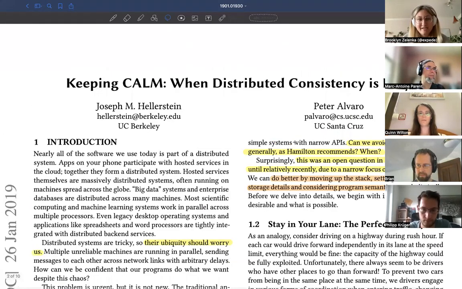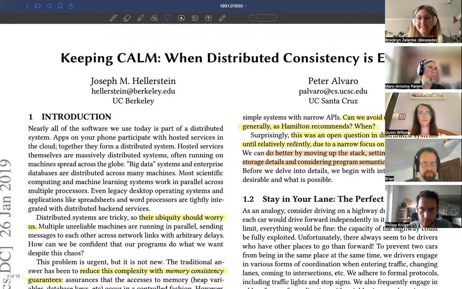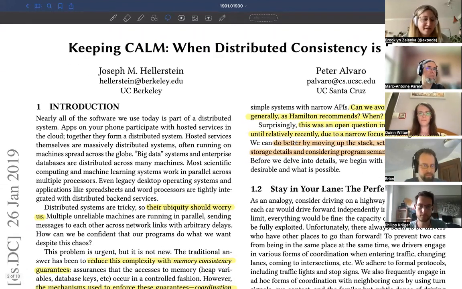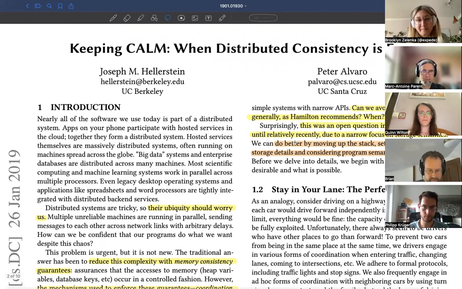So this month is Keeping Calm When Distributed Consistency is Easy, talking about a result from, I believe, the early 2010s on monotonic consistency. Would anyone like to give an overview of the paper to get us kicked off here? Sure, yeah, I'll take it. Okay, great.